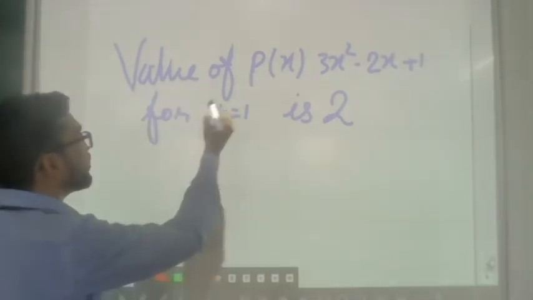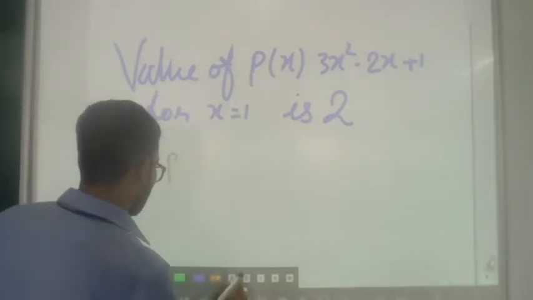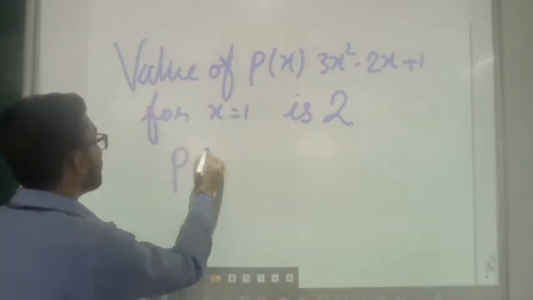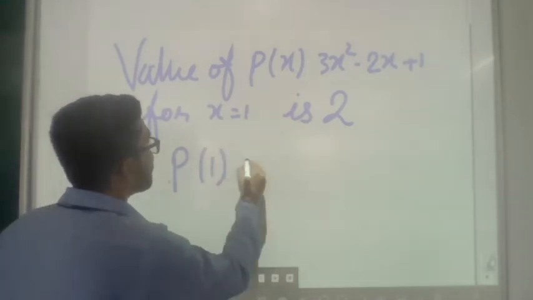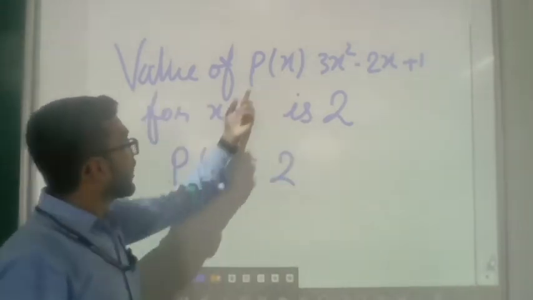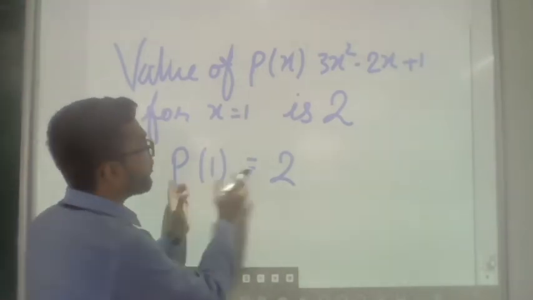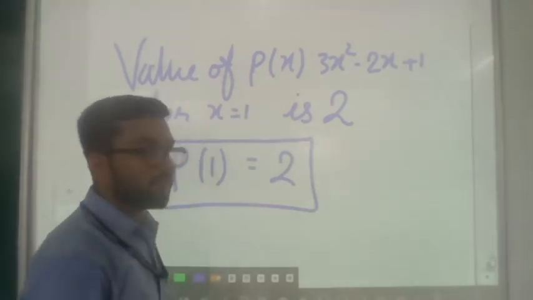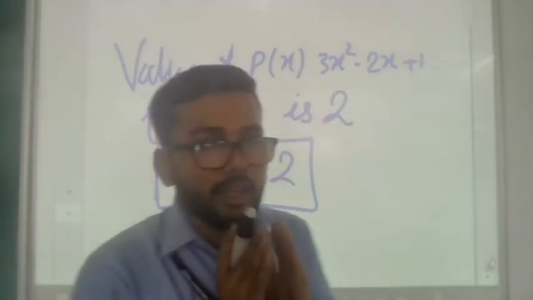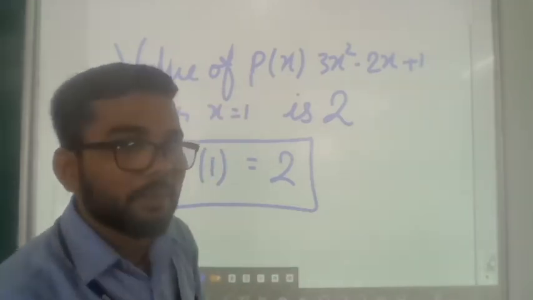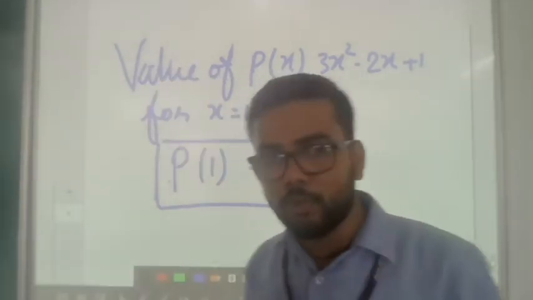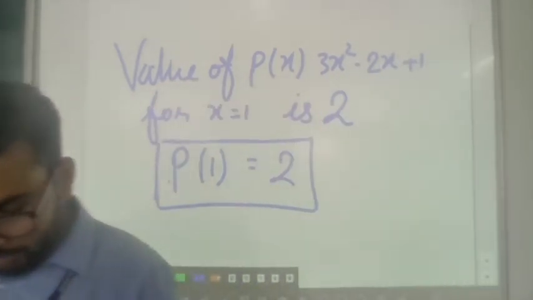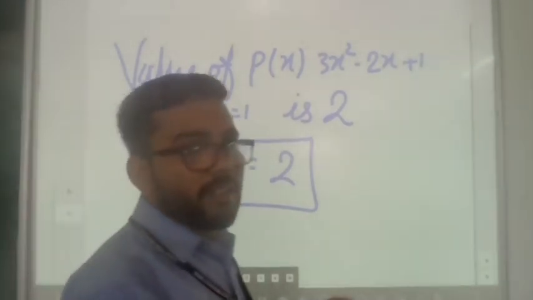So we will write P(1) is equal to 2, because x is replaced by 1. So this is the value of the polynomial. What is the value of the polynomial? When a variable is replaced by any real number, then we will obtain a value. That value is called the value of the polynomial.